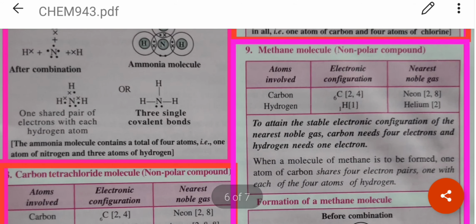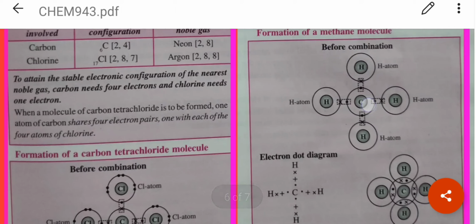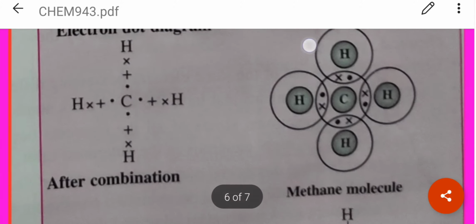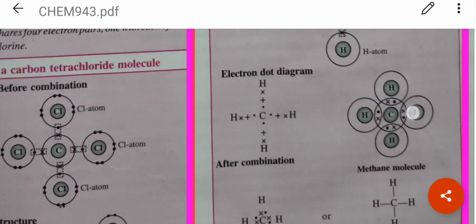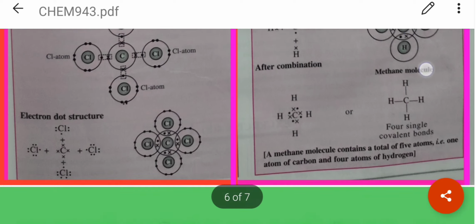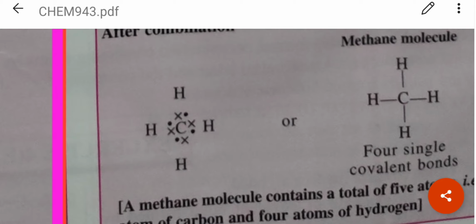Then comes the methane molecule. Carbon, valence electrons 4, hydrogen 1. So carbon combines with 4 hydrogen atoms, which have 1 valence electron each, forming 4 single covalent bonds. As you can see here, 1, 2, 3, 4, 5, 6, 7, 8. So a methane molecule consists of 5 atoms, 4 hydrogen and 1 carbon atom. And how many bonds are present? 4 single covalent bonds are present.